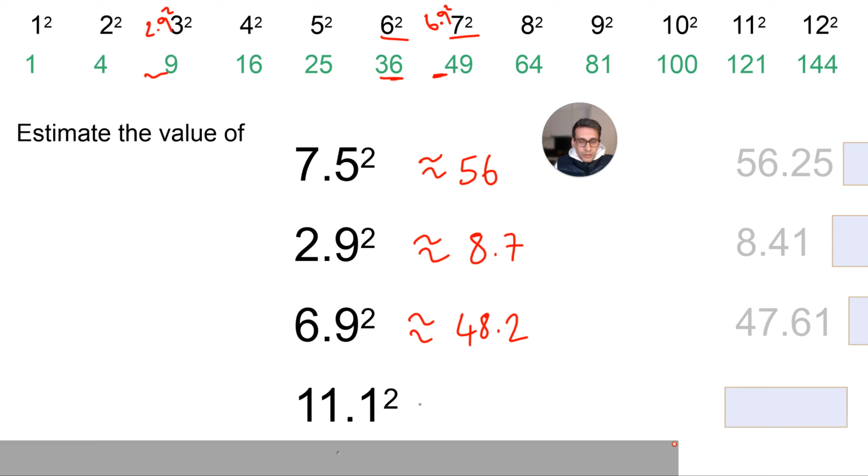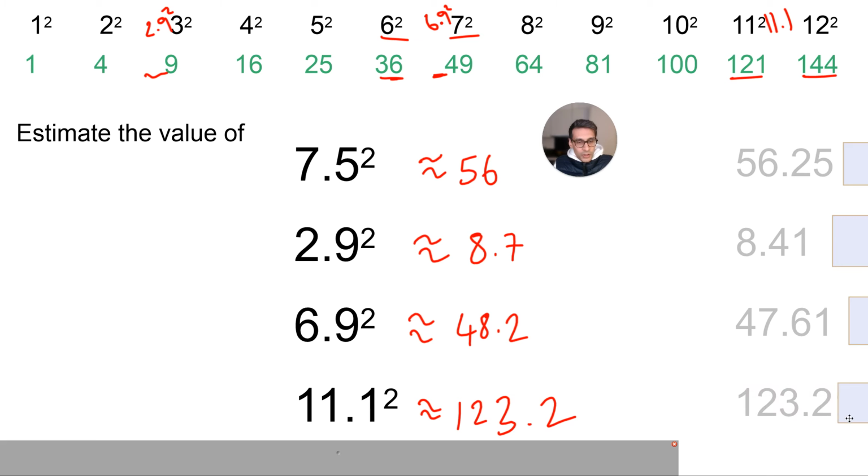Okay, so 11.1 squared. So 11 squared is 121, 12 squared is 144, and 11.1 is very close to 11. So it's going to be a number close to 121. So if you guessed around there, that's good. It has to be bigger than 121 because it's 11.1, not 11. So I'm going to say 123.2. And the exact answer is 123.